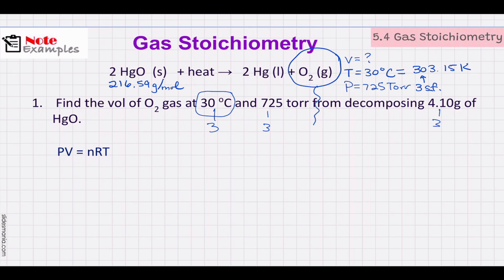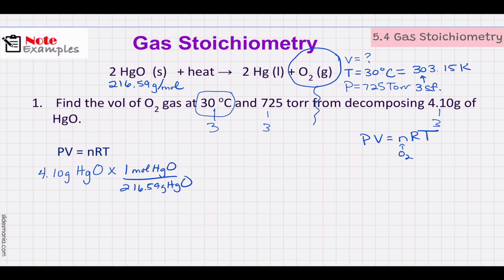So I want volume, so I really want to use PV equals nRT for oxygen, but I don't know the moles of oxygen. So I'm going to start with stoichiometry with my 4.10 grams of the mercury(II) oxide. I'm going to convert that into moles by using molar mass.